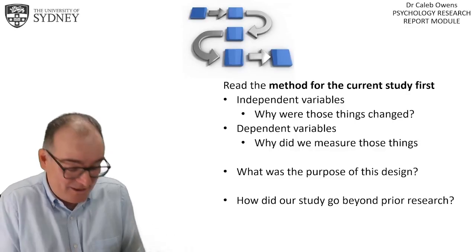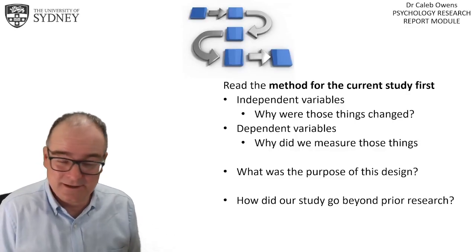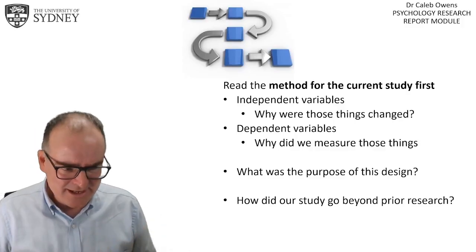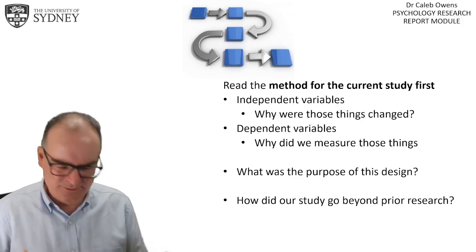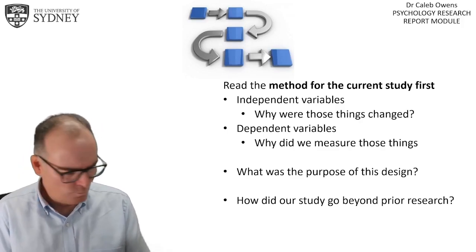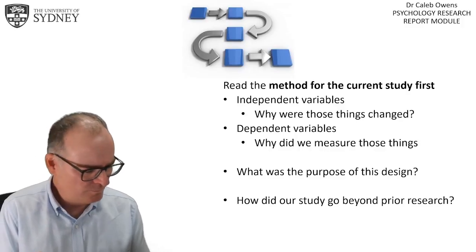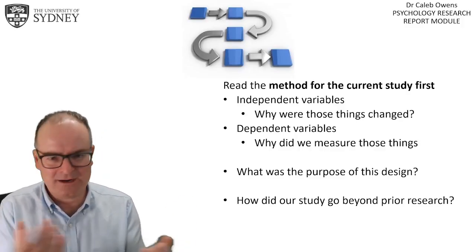What was the purpose of it? Why did we do this study? What was the purpose of the design? Your understanding of design concepts from your introductory psychology will help hugely with you just trying to work out, why would we do that? Why did we change that and measure that?